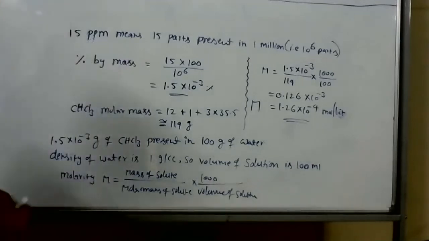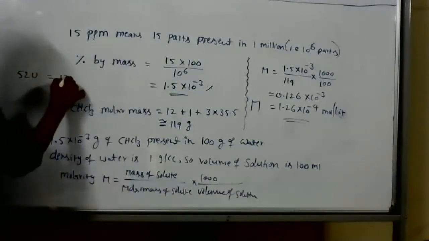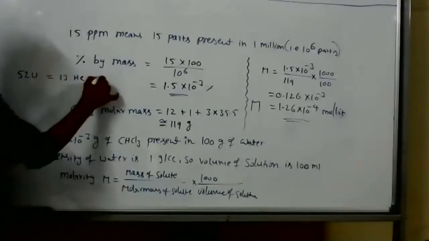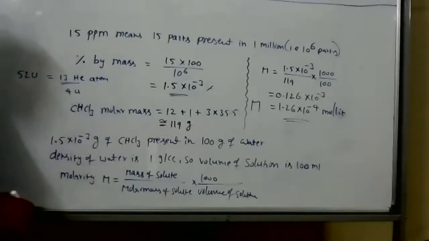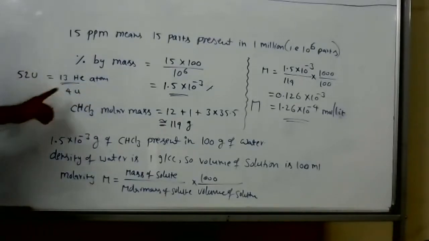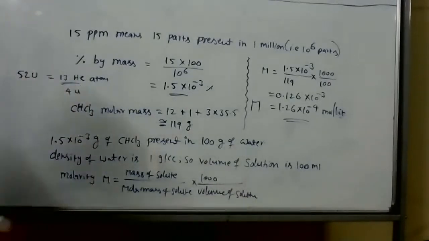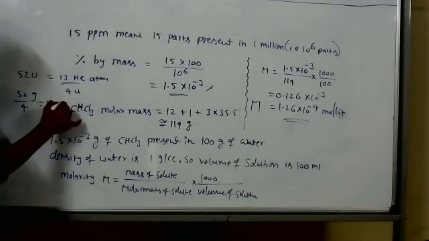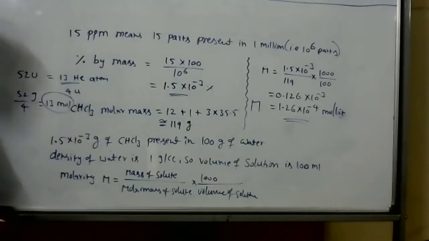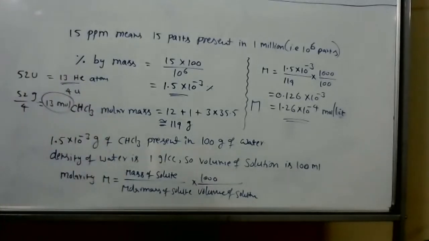So in 52 units U, only 13 helium atoms are present, because one helium mass is 4 units. So 52 by 4 gives 13 helium atoms. 52 grams means 13 moles, so this has a large number. 13 moles means 13 into Avogadro number. But option A is again 52 moles. That's a very big number.